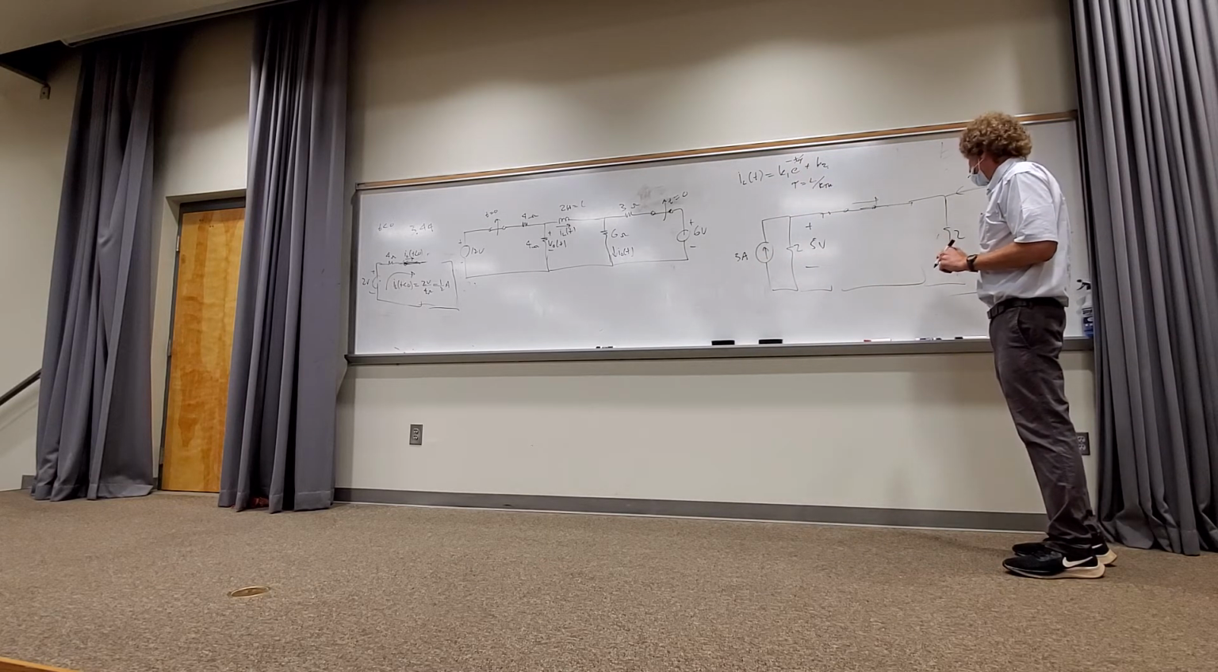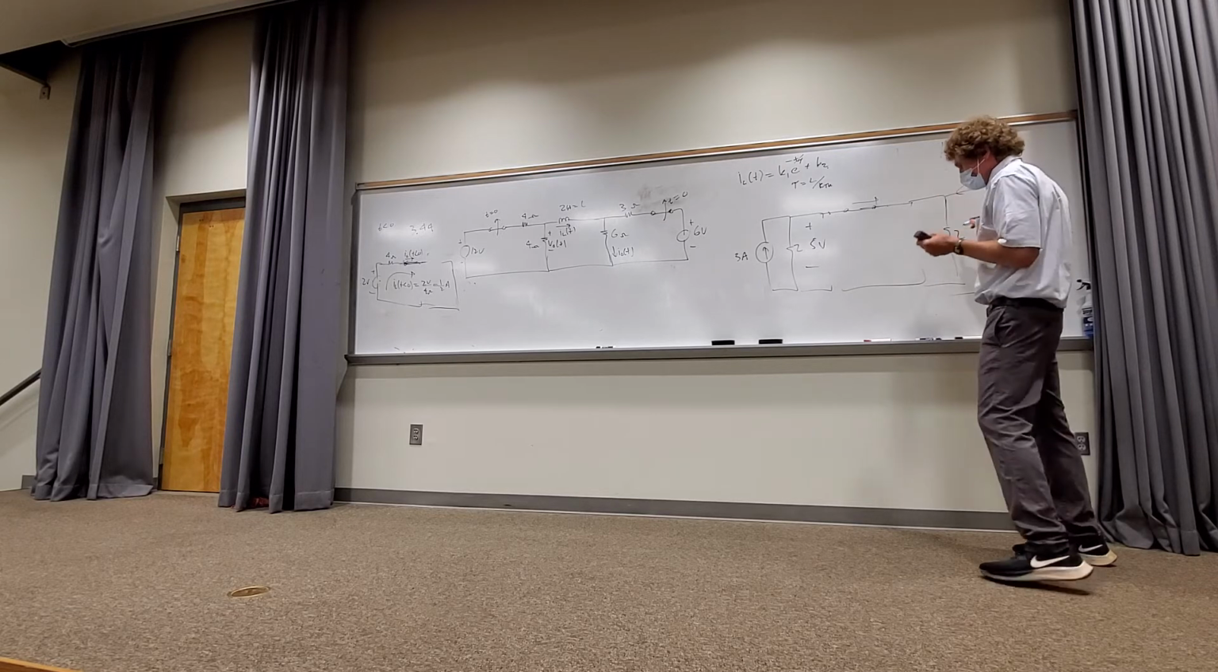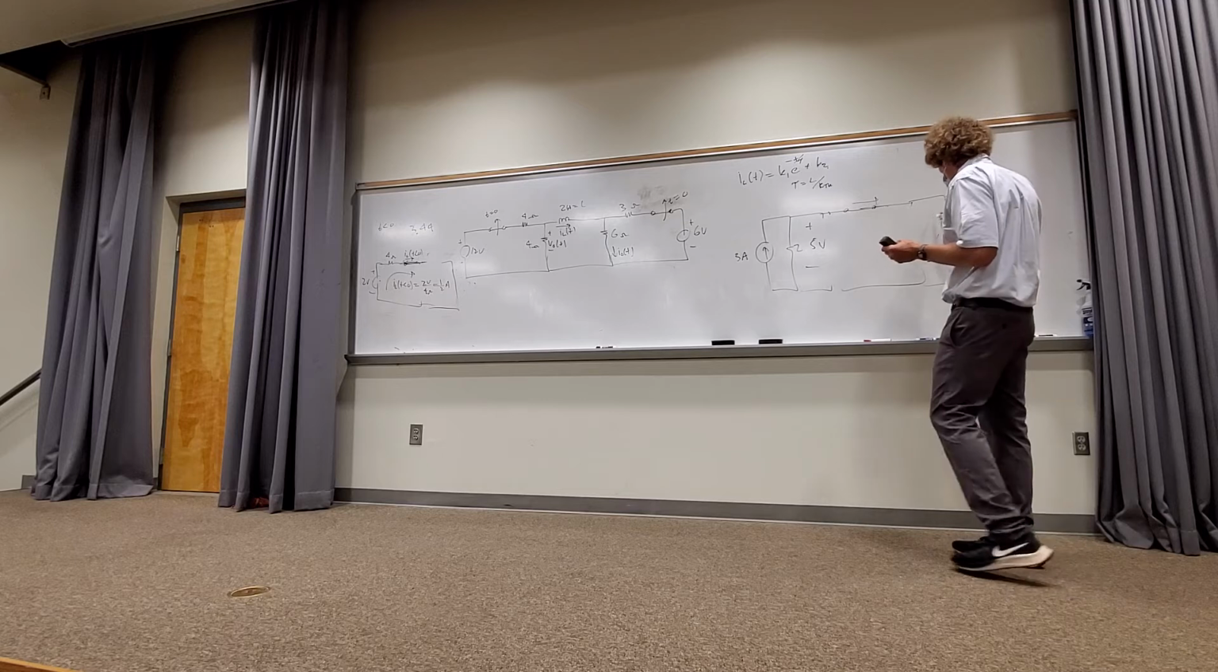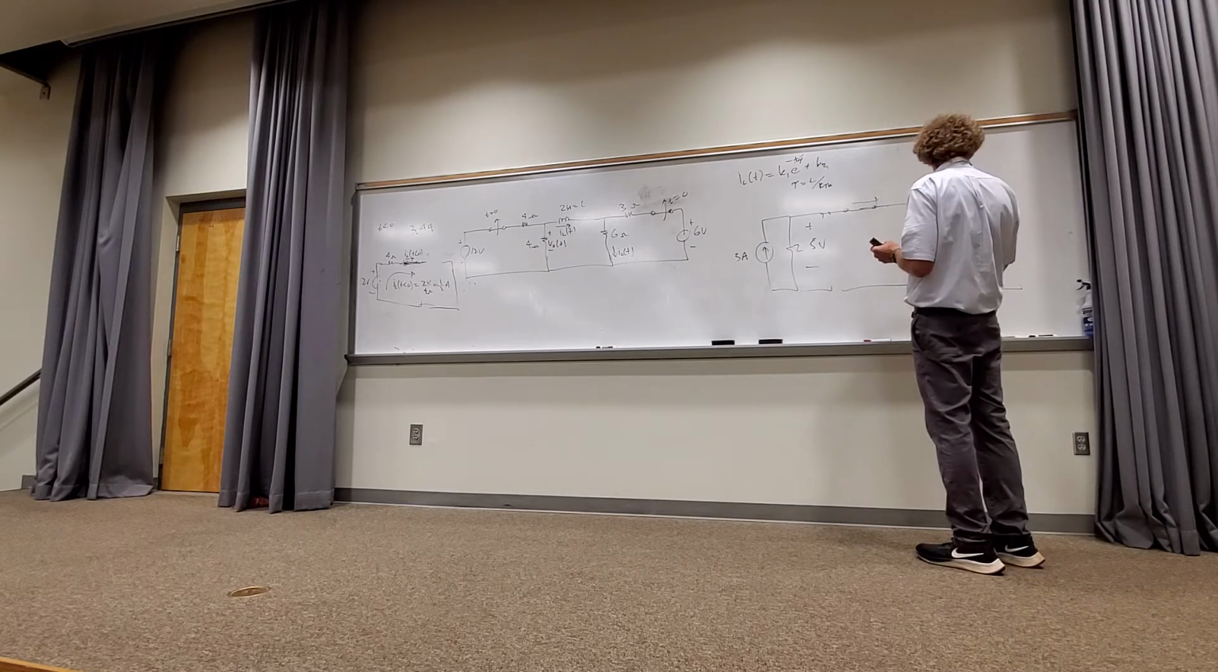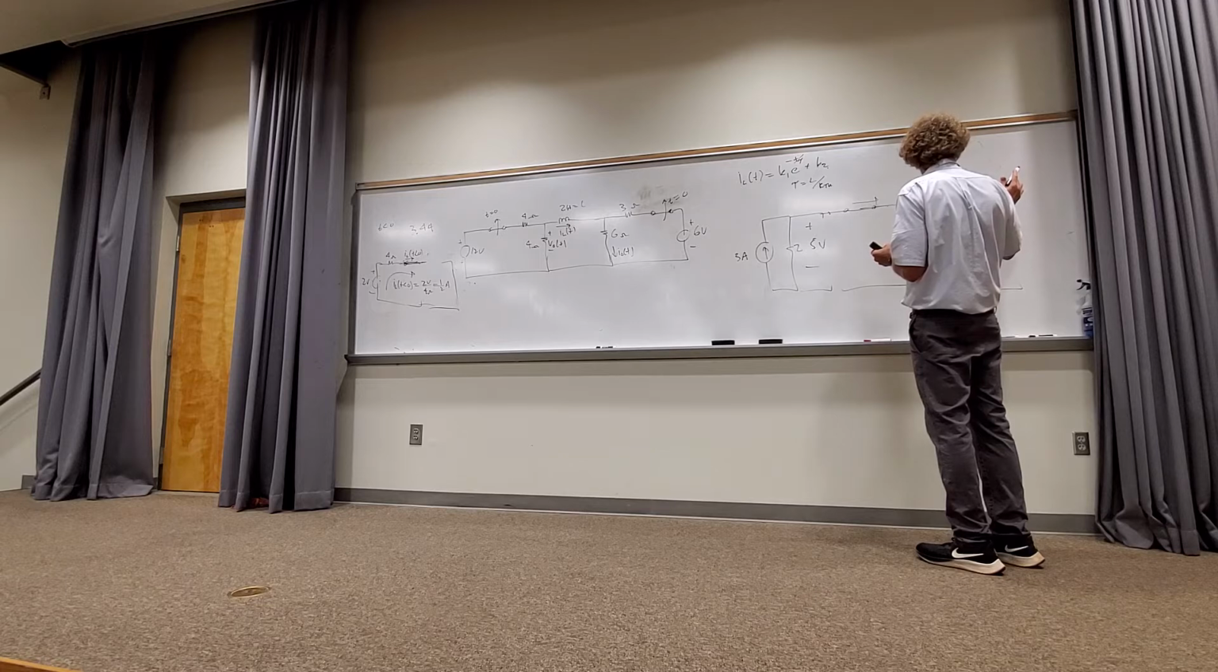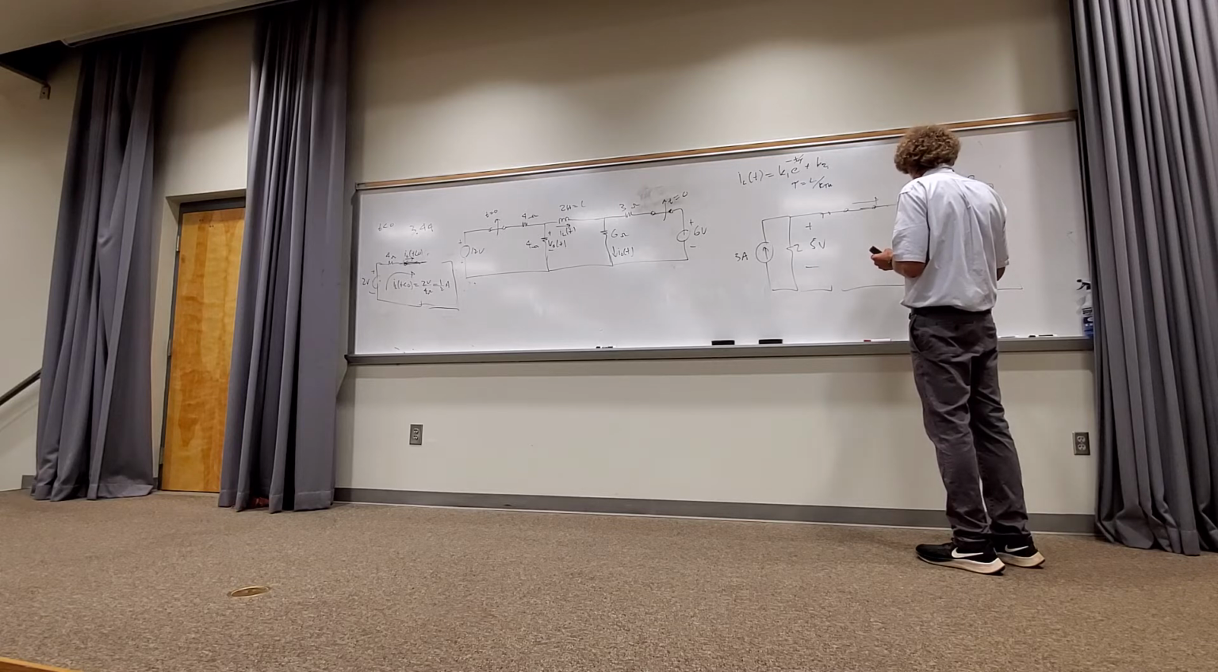If there's 5 volts here, then the current through here would be 5 over 2 amps.